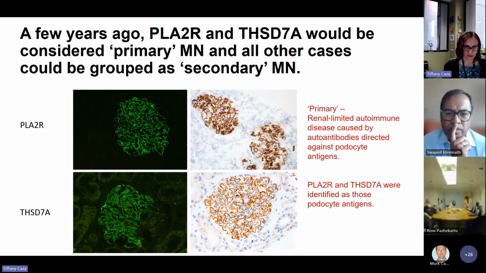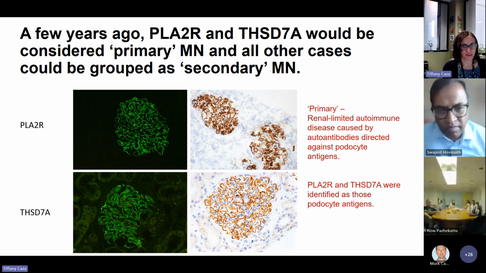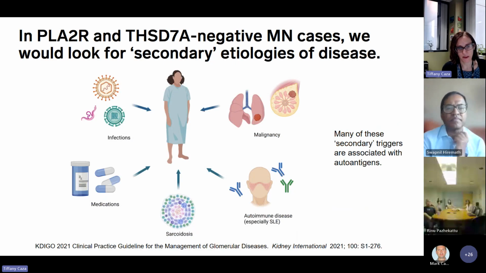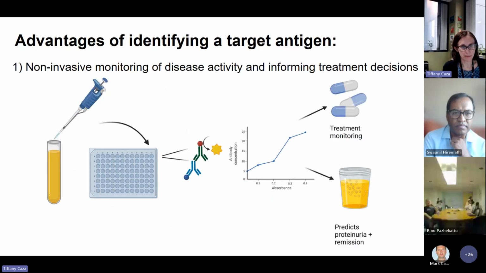But we're trying to get away from primary versus secondary membranous nephropathy because secondary etiologies of the disease are now being associated with particular antigen types. So according to the KDIGO 2021 guidelines, if patients have PLA2R negative membranous, you'd want to look for secondary etiologies of disease. These could include malignancy, autoimmune disease, sarcoidosis, medications, and infections, for which several are associated with autoantigens that we'll describe.